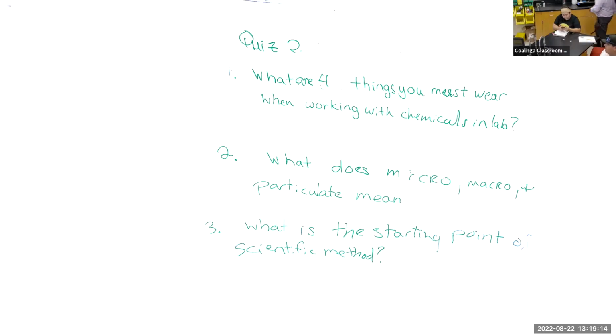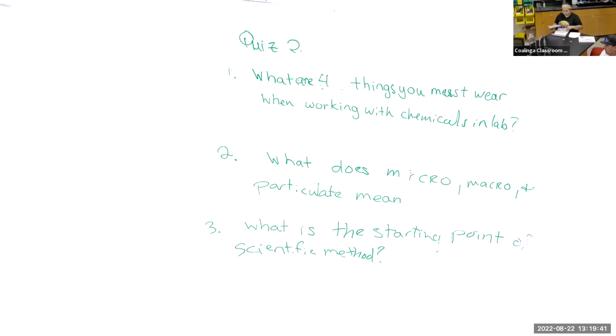Okay, so what are 4 things that you must wear when working with chemicals in the lab? Lab coat, safety glasses, closed-toe shoes, and gloves. Okay. Does everybody agree with that? Anybody disagree with that? I did like hair ties. Hair ties. Oh, that's a good one. Yeah, that is a good one. I'll give it to you.